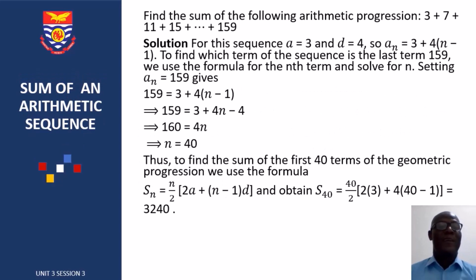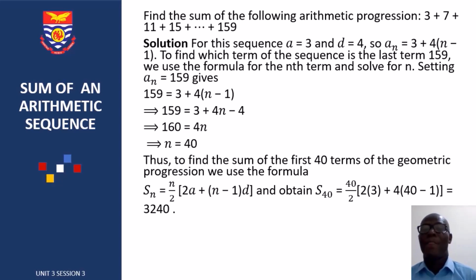Sum of an arithmetic sequence. Example 2. Find the sum of the following arithmetic progression: 3 plus 7 plus 11 plus 15 plus ... plus 159. Now, for us to find the sum of this sequence, we need to know the number of terms in the sequence.